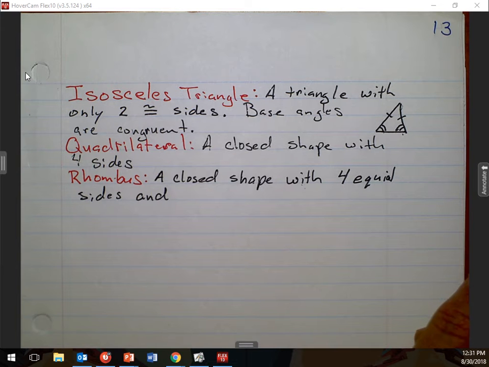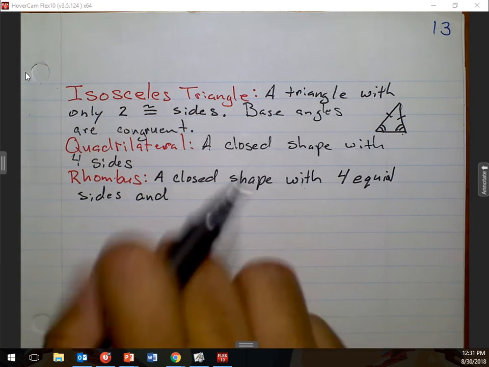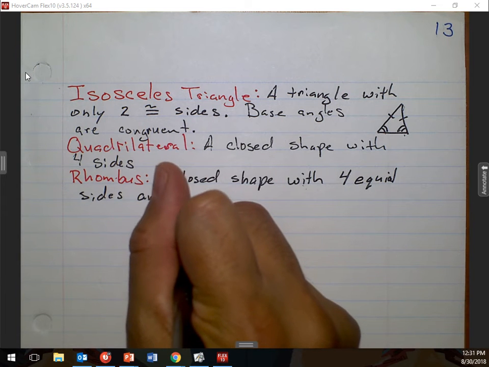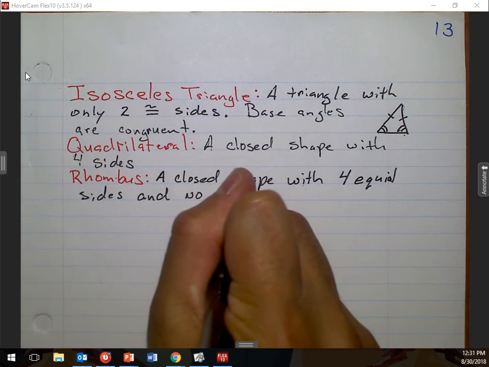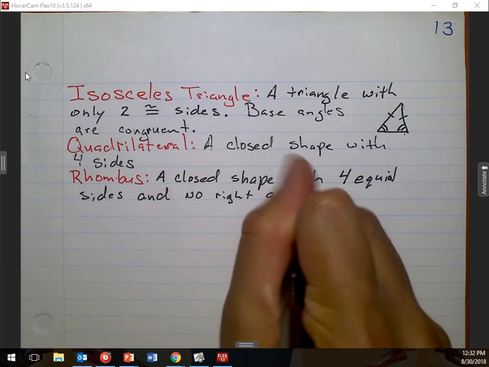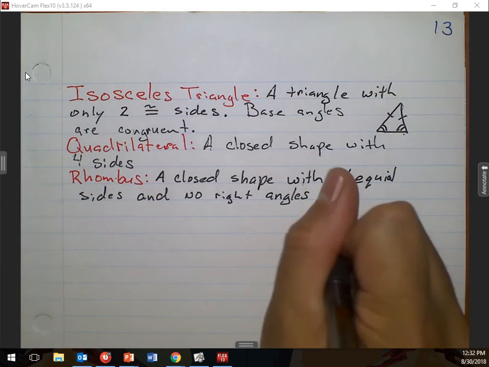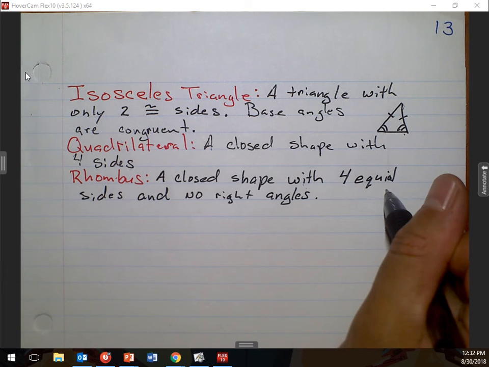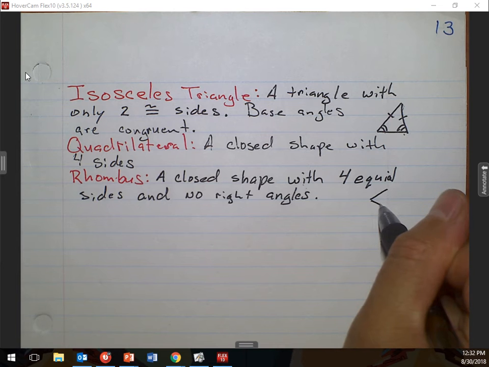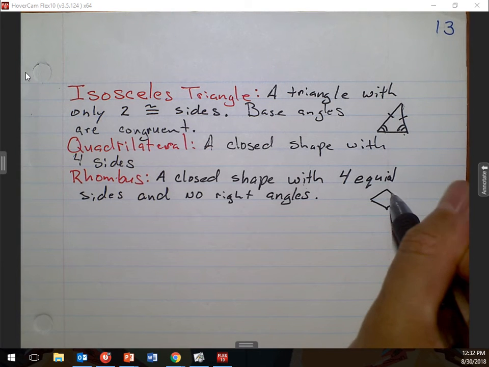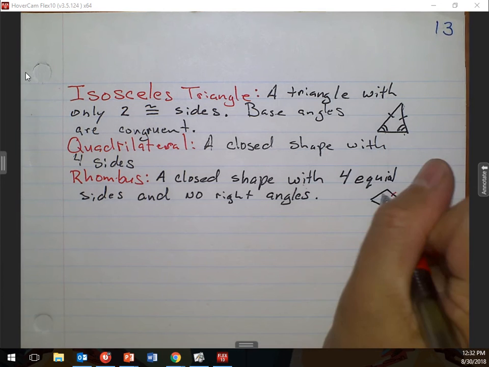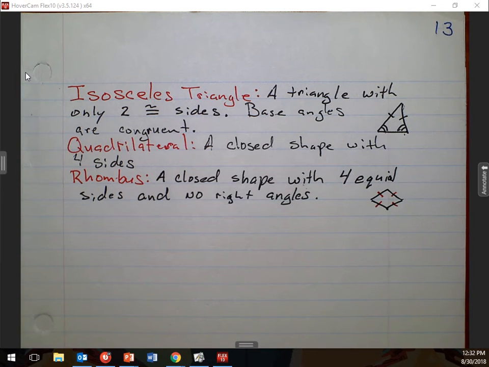Anyway, all right. So, four sides and four equal sides and no right angles. So, my example of this, do you want that diamond? Down, go that way. Down, go that way. So that means tick, tick, tick, and tick. So, there's an example of a diamond. A rhombus. Rhombus.